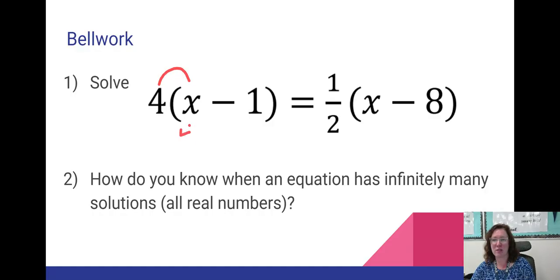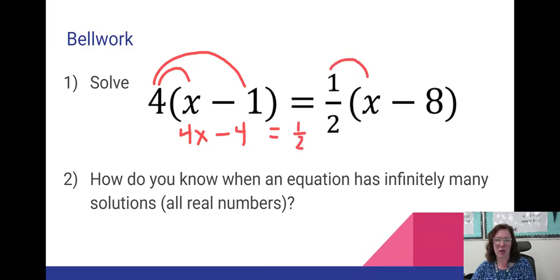4 times x is 4x. 4 times a minus 1 is a minus 4. Equals, this one's tricky, 1/2 times x is 1/2 x. And 1/2 times minus 8 is minus 4. So 1/2 times a minus 8, that's a minus 4. There's an x on both sides.